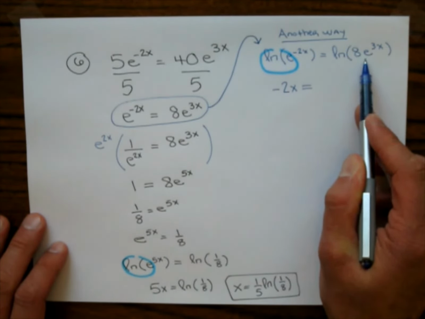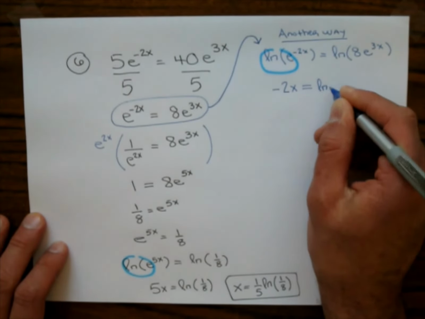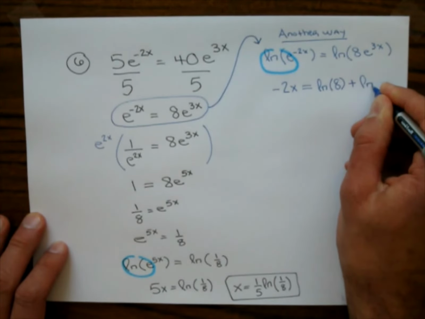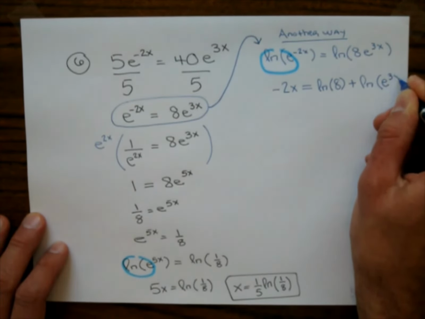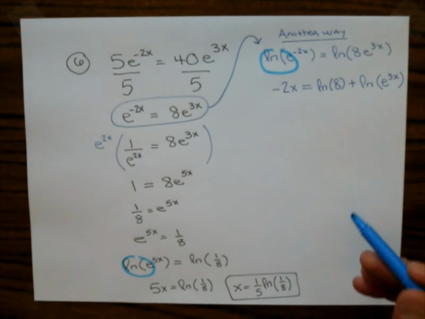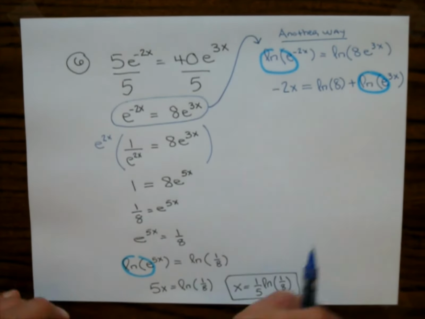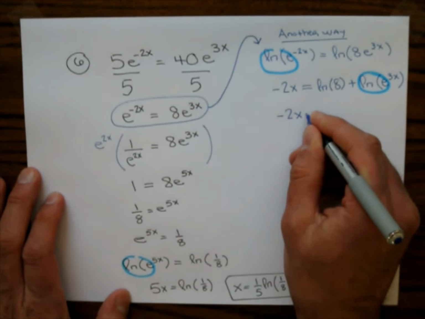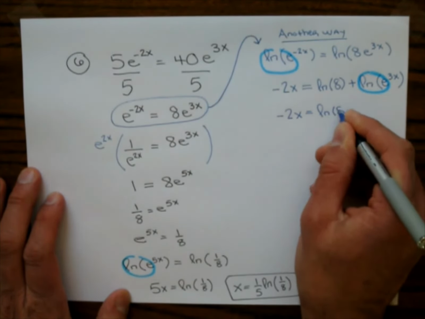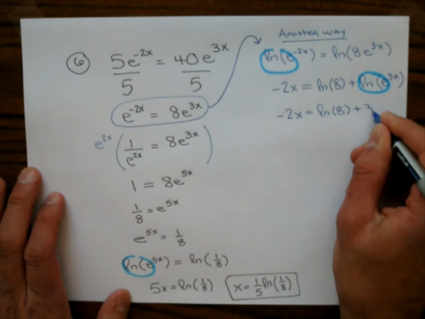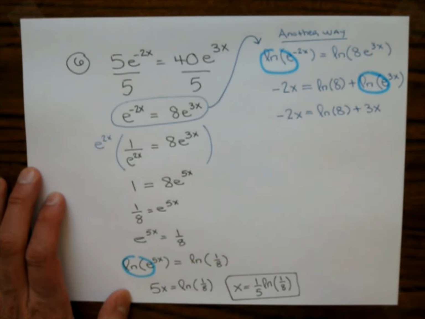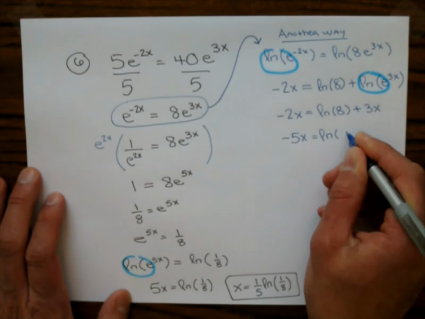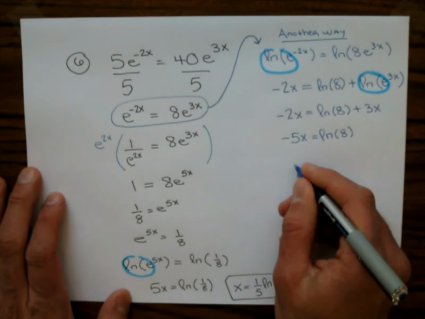This right here is a product. So I'm going to write this as ln 8, using the product rule, plus ln e to the 3x, which now can go pop. And so I have negative 2x equals ln 8 plus 3x. I will subtract the 3x on both sides, and I will divide by negative 5.